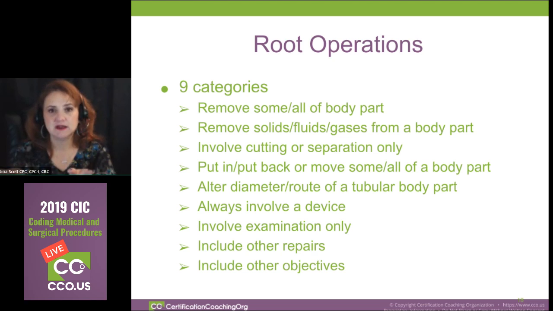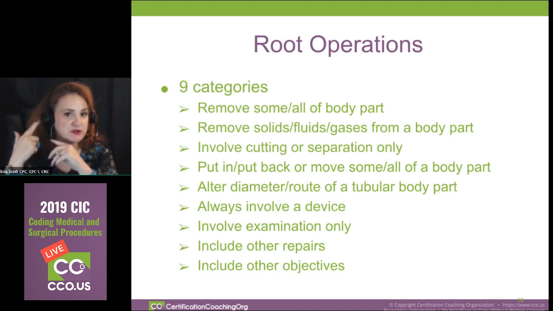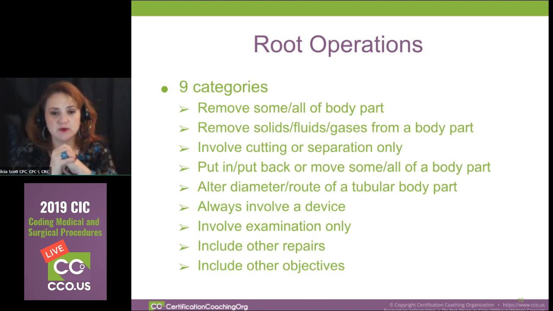Only examining. So we're doing an examination of the inner ear, because there is deafness and we need to go and do a procedure. So we need to map out, we need to do an exam only. Something that includes other repairs and includes other objectives.